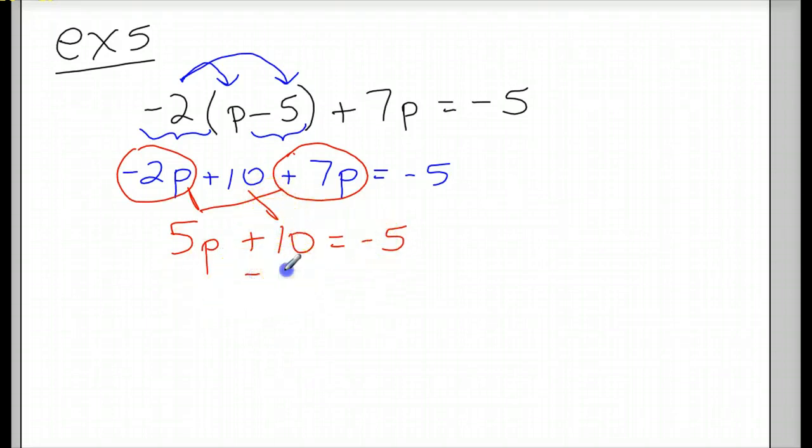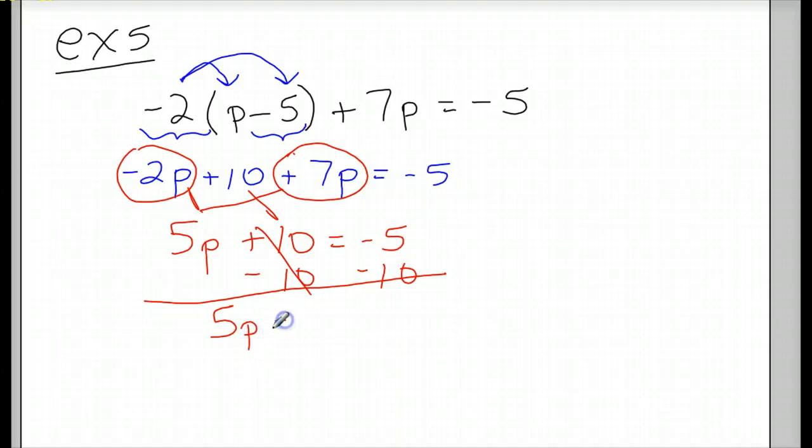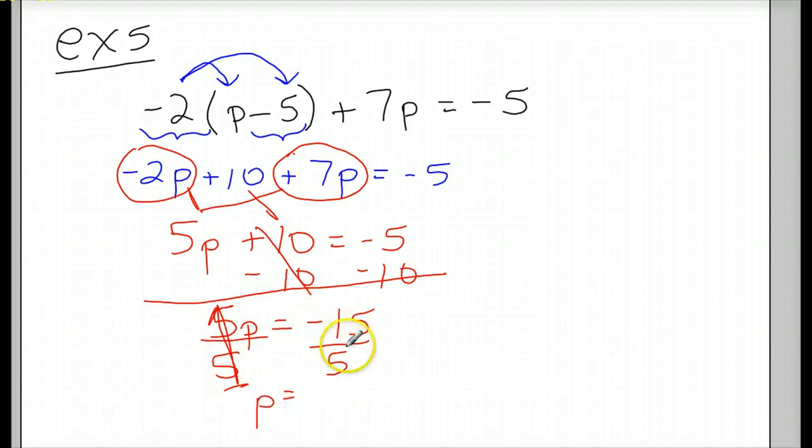Fancy that. So we want to minus 10 from both sides, just like we always have. This cancels, right? What's left over here is a 5p equals negative 5 minus 10, which is going to give us a negative 15. Now we divide both sides by 5. One giant 1 here. We get p equals negative 15 divided by 5. It's going to give us a negative 3.